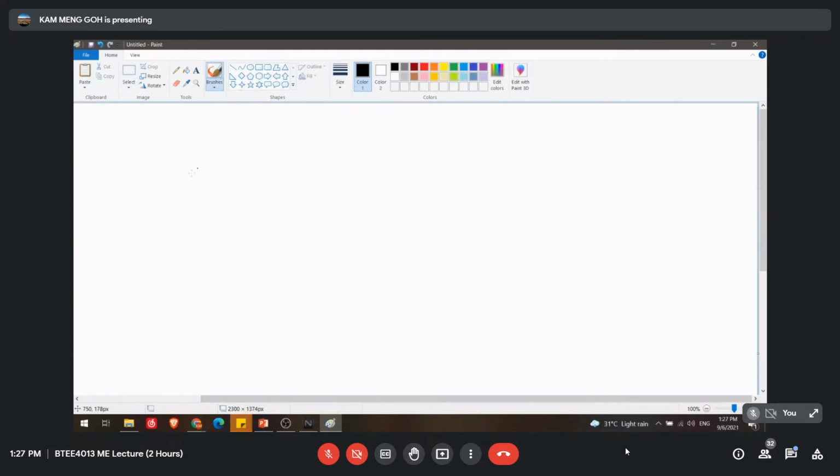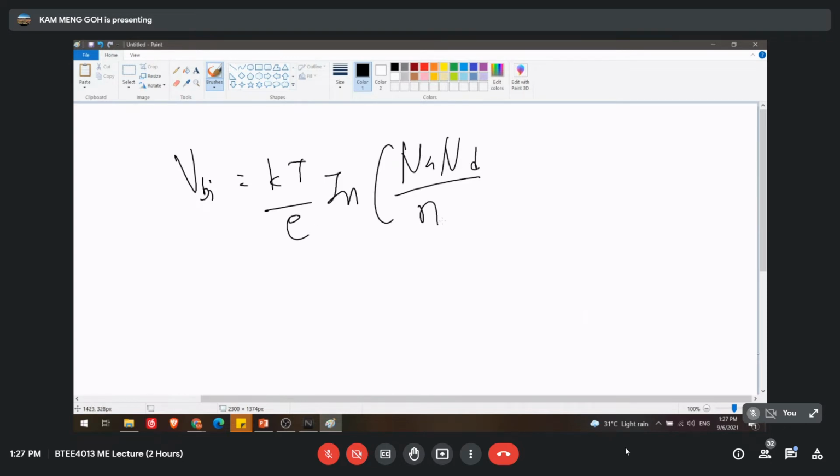Okay, last time we learned about this built-in potential barrier, Na and Nd over Ni squared. This thing is from the PN junction. Last few weeks we learned about this, and we did a lot of exercises on this.